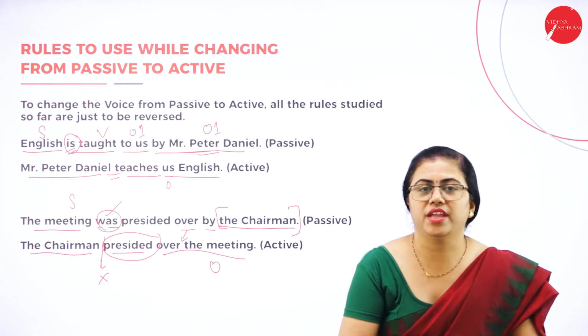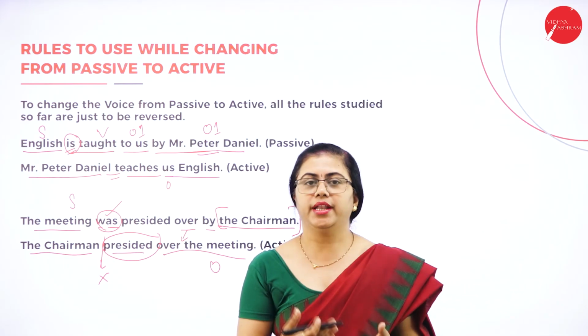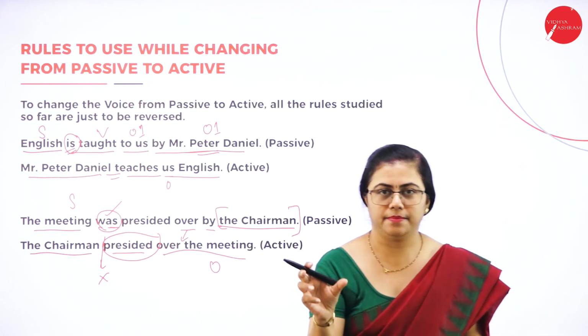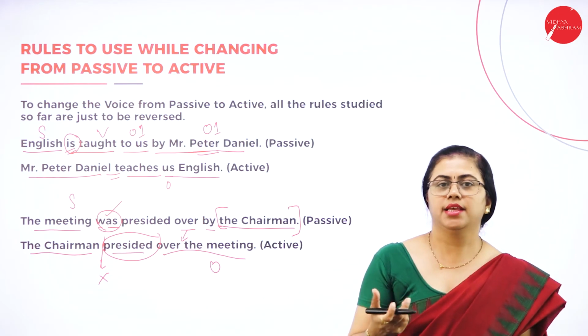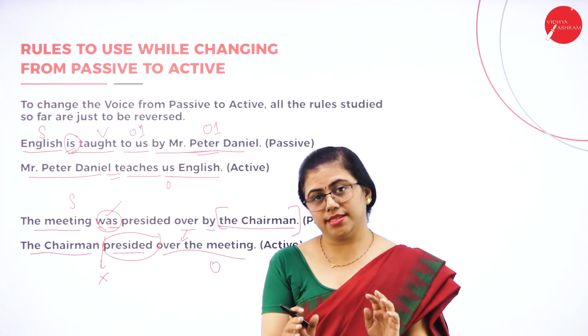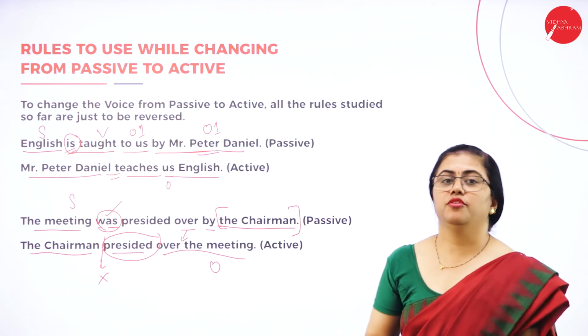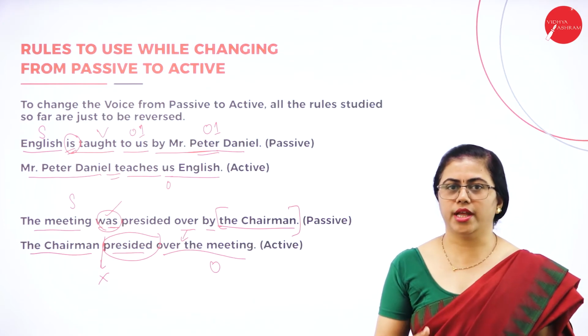Then how do you identify if the sentence is in active or passive? You just have to look for whether there is the word "by". If it is not there, then it is said to be in active voice. If it is there, then it is said to be in passive voice. This is 90% true. But there are a few imperative sentences which do not follow that rule.